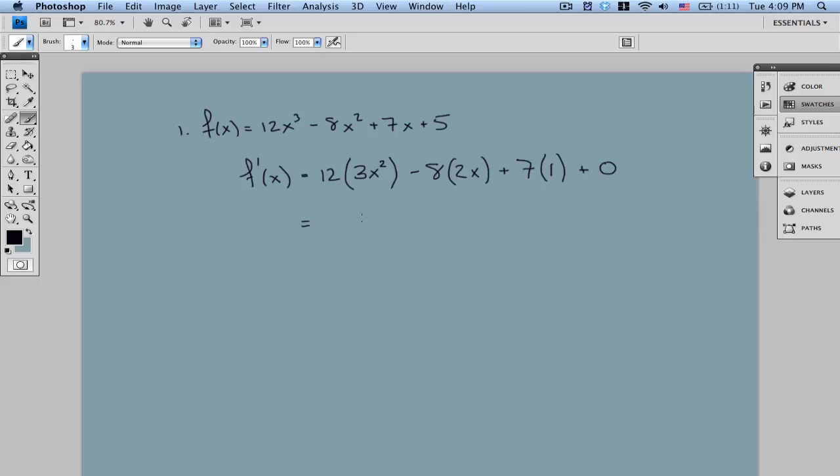And now it's just a matter of simplifying a little bit. We've got 12 times 3, which gives us 36x squared. We've got 8 times 2, which gives us 16. And we've got 7 times 1, which is 7. So there's our derivative.